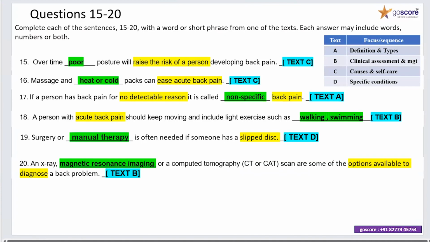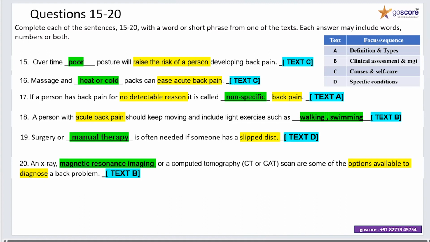So we'll move to questions 15 to 20. In 15 to 20, you have to complete the sentence. It's the fill in the blanks type of questions. So we'll read the question, then you have to identify the paragraph, then you have to find out the answer. The sequence I have given here, you can just check.